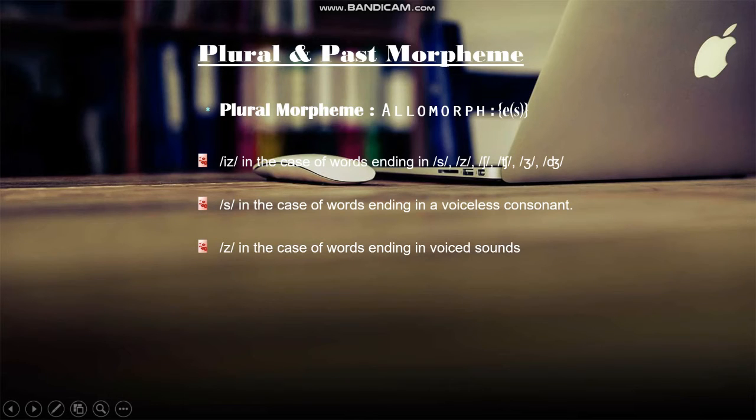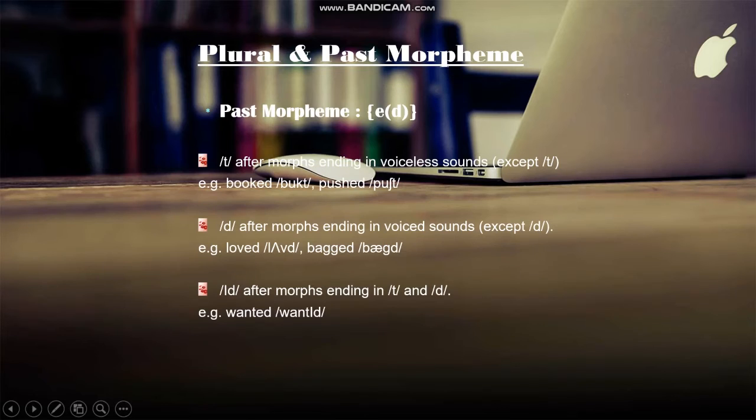The second is past morpheme. T after morphs ending in voiceless sounds, for example, booked and pushed. D after morphs ending in voiced sounds, for example, laughed and bathed. Id after morphs ending in T and D, for example, wanted.